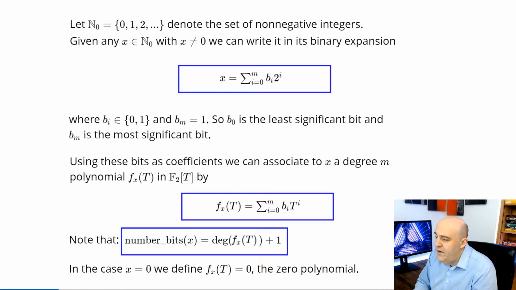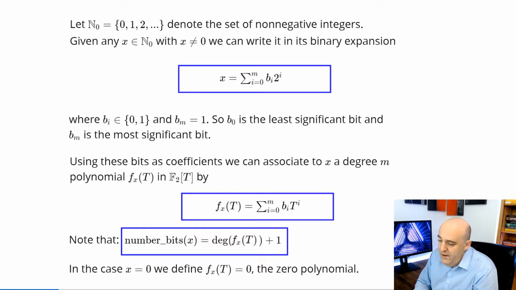Writing x as a sum of powers of 2, each bi is either 0 or 1, so each bi is in F2. And since we assumed x is non-zero, we know there is one b value which is equal to 1. The last bit value that's 1 is called the most significant bit. And b0 here is the least significant bit.